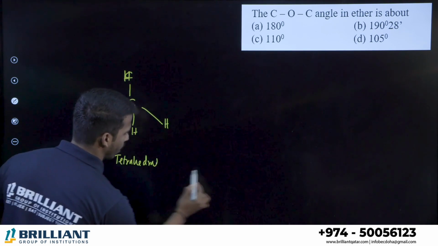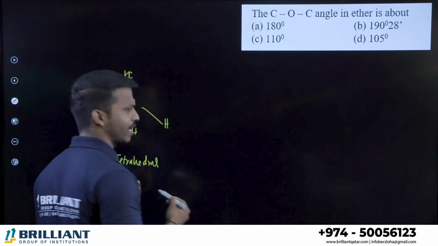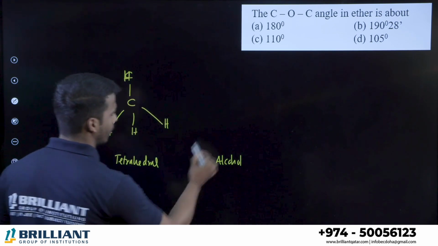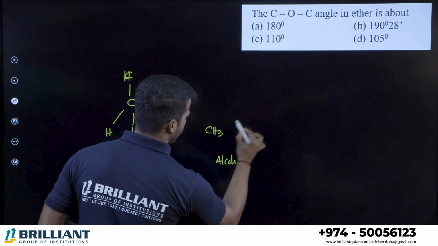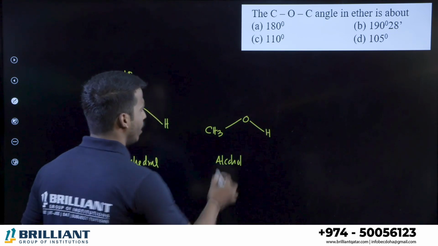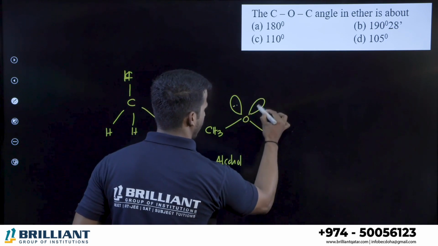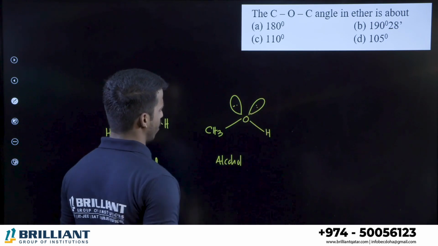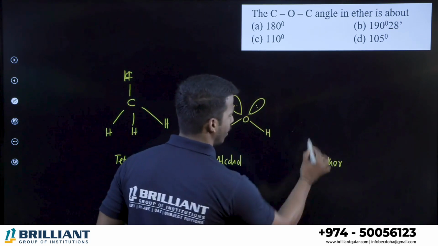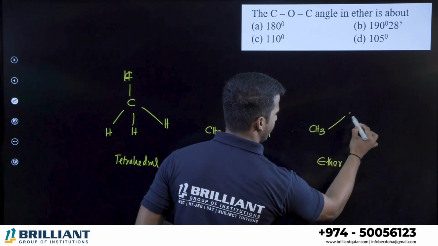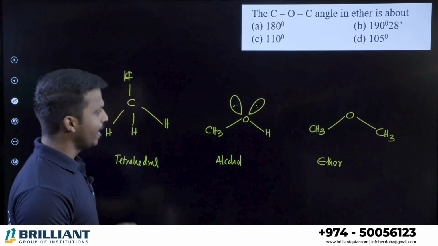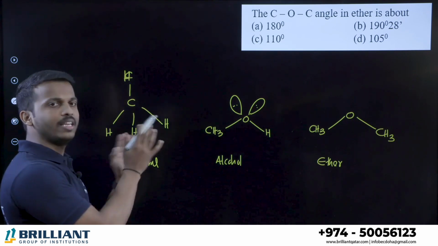Now let me go to one water molecule. Let us consider one alcohol, same as a water molecule. Here we have CH3OH. Let me take the example of methanol. You know, oxygen contains 2 lone pairs. Now we can discuss the other one, ethers. What about ether? For example, CH3OCH3. What is the name? Methoxymethane.